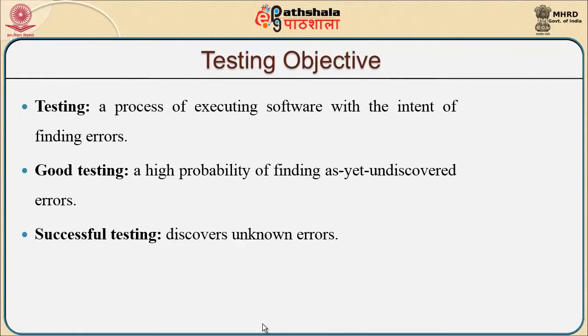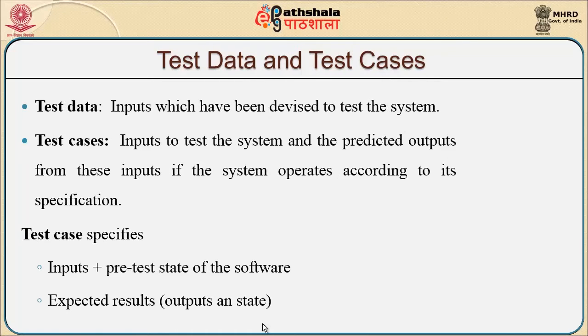So, the objective that we put forth for this kind of testing is to find errors, and when we say good testing, we have a high probability of finding an undiscovered error. If we say it is successful testing, we discover unknown errors also. So, for doing a component of testing, two things are primarily very important.